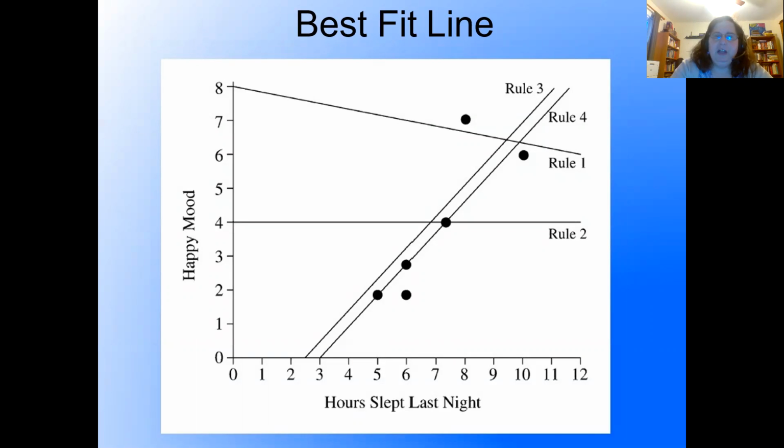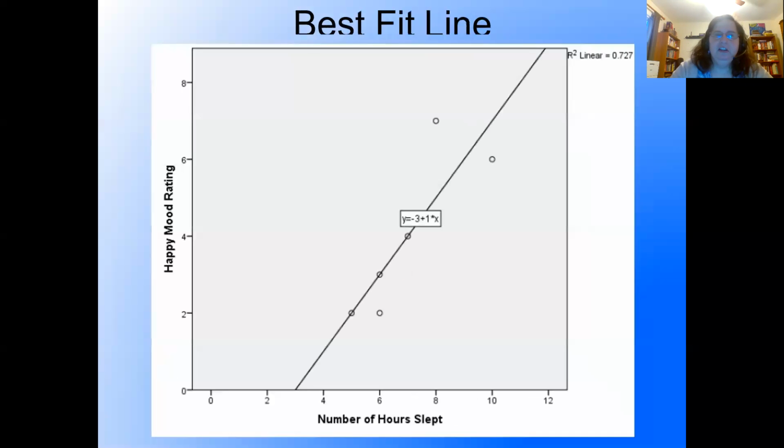Here's that same scatter plot with some different lines through it. I'm guessing most of you probably chose line 4, this line here that goes through 3 of the points. And if you did, you would be absolutely correct. That is the best fit line for this data. And I'll show you in SPSS how the program found the best fit line for this data. And you can see it goes through those 3 points just like the example did.